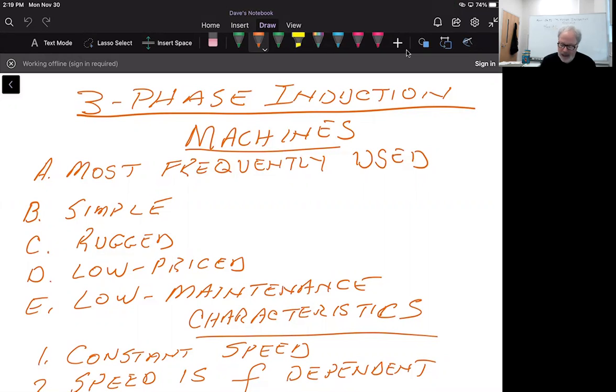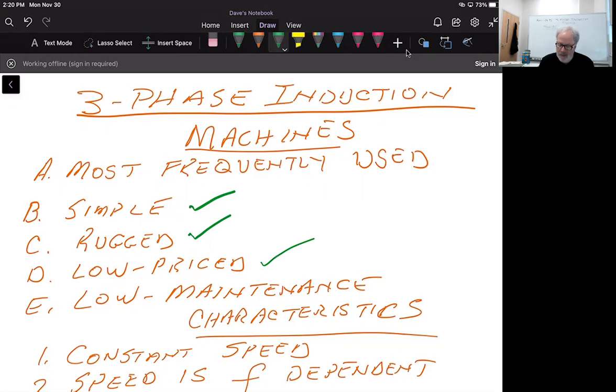the following, plus many others. But he tells us that they're very simple, and they really are. The construction of a three-phase induction motor, compared to the DC machines that we looked at, is much more simple and easier to understand, I think. They're rugged. You can put them in a lot of environments where they're subjected to a lot of different types of stresses, and they do well in that environment. They also have a relatively low price.